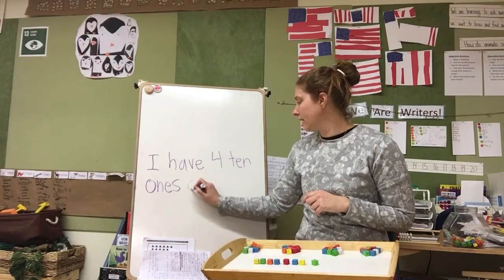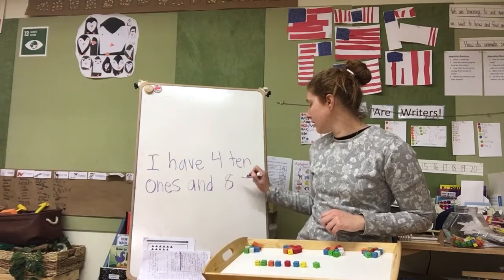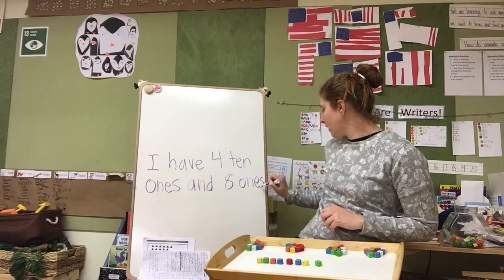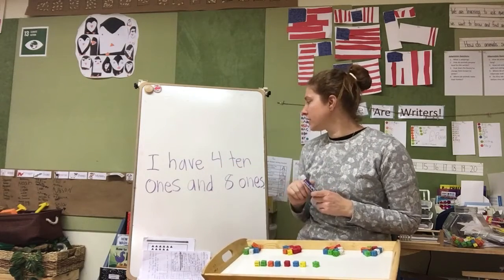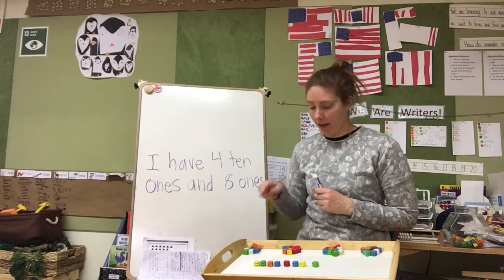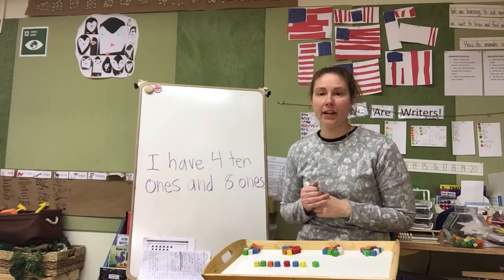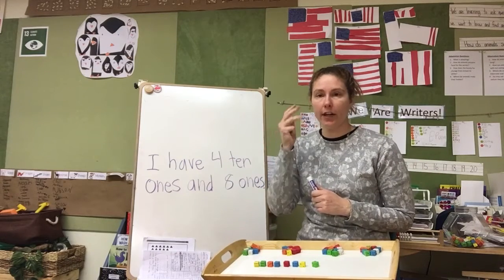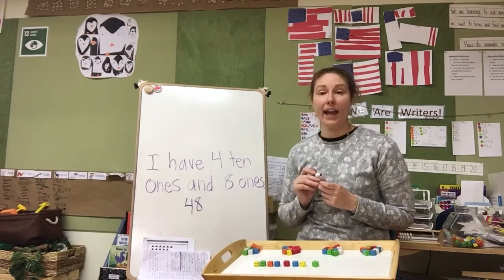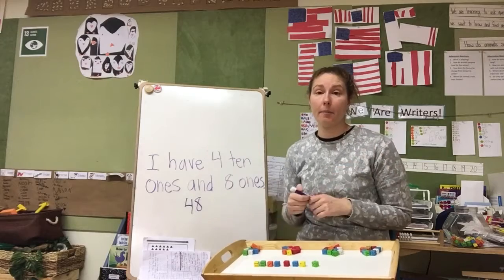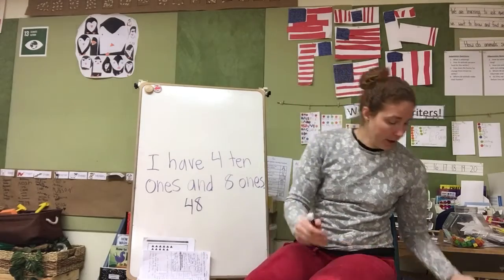Four 10 ones. And how many left over? 8 ones. Now, it's tricky. 4 10 ones? That's really just saying you have 4 groups of 10, right? 10, 20, 30, 40, and 8. Anyone have any idea what that would equal? 10, 20, 30, 40, and 8. 48. That's how we start building bigger and bigger numbers by groups of 10. Okay, awesome.